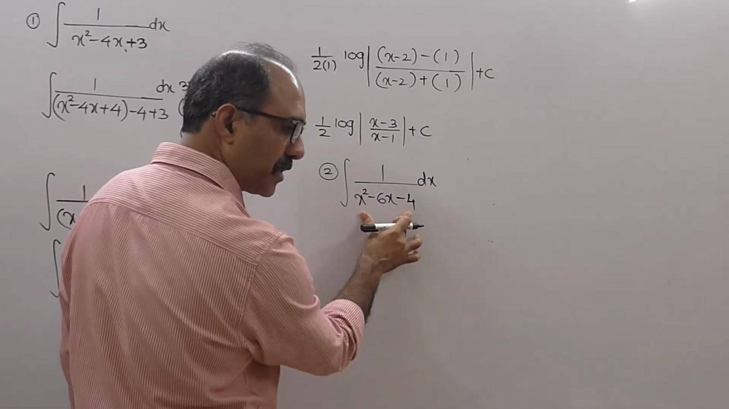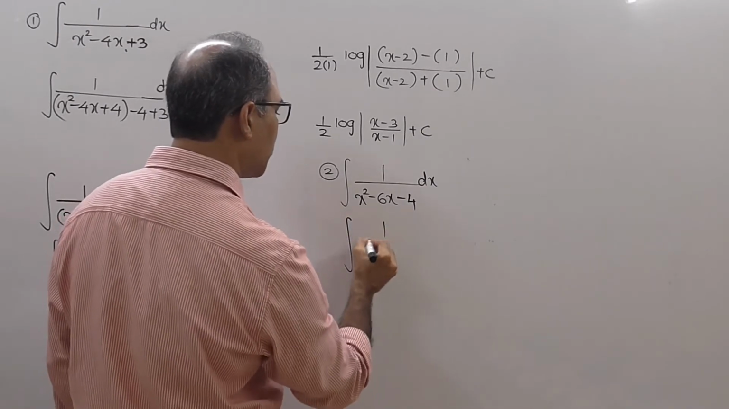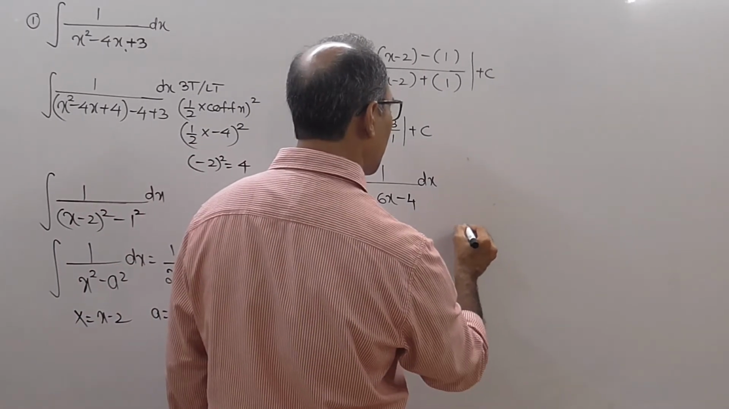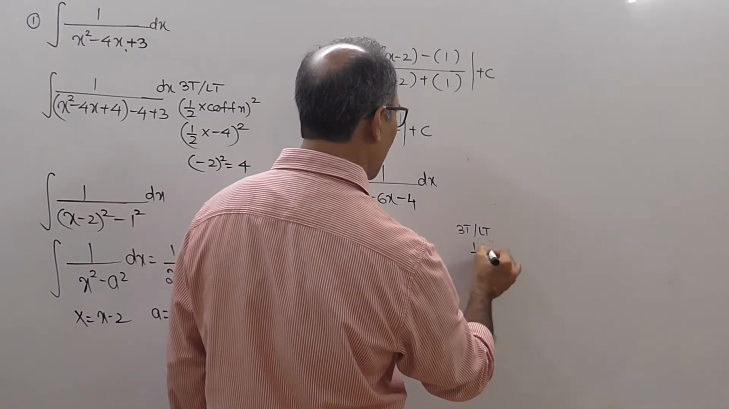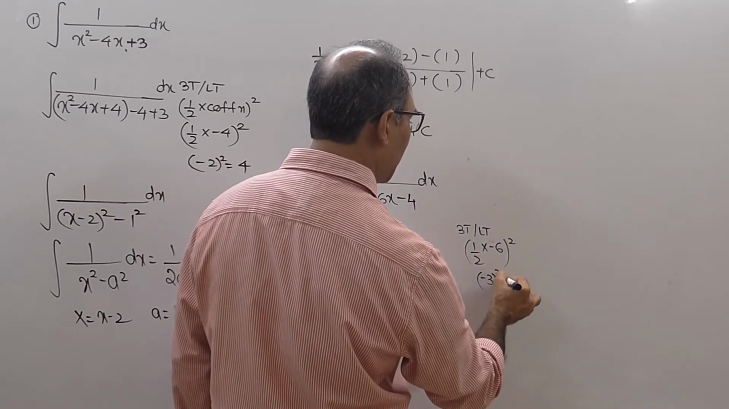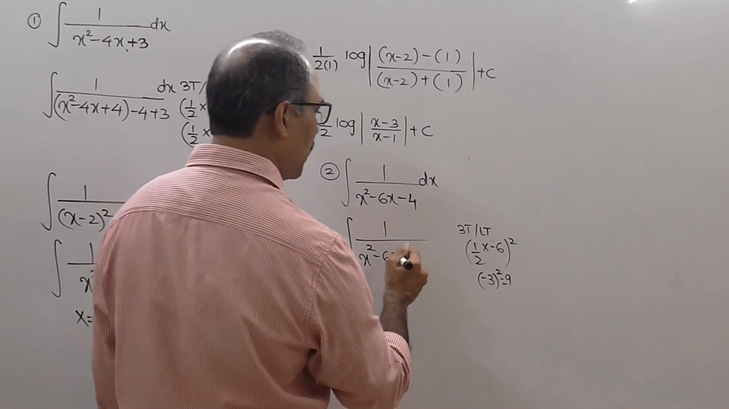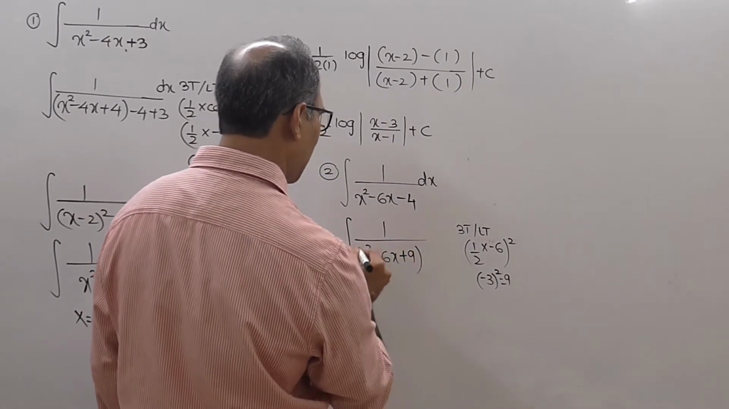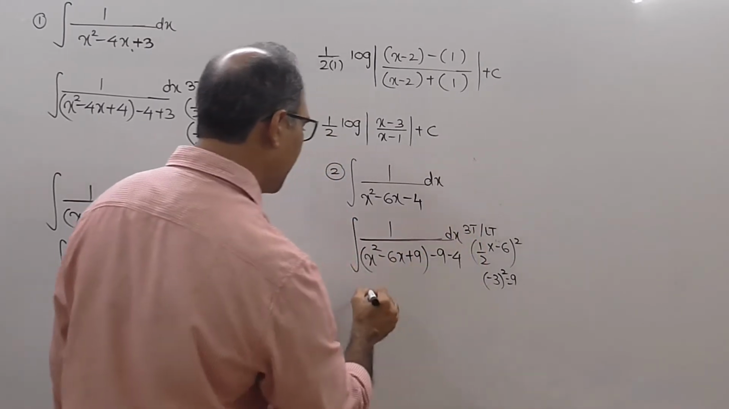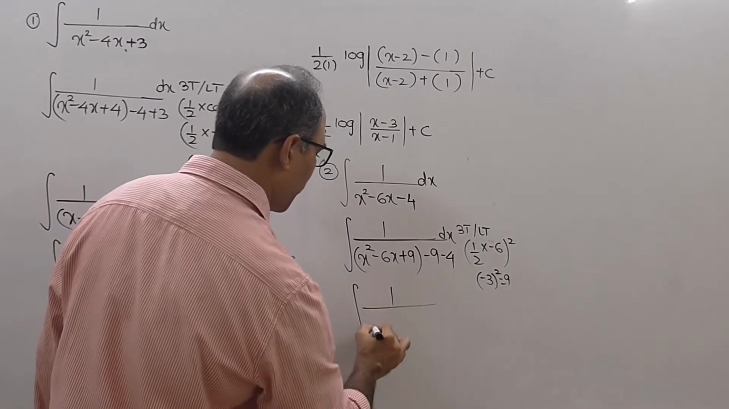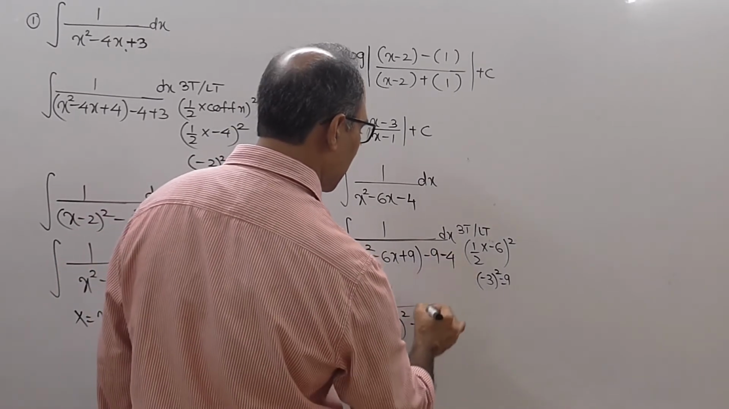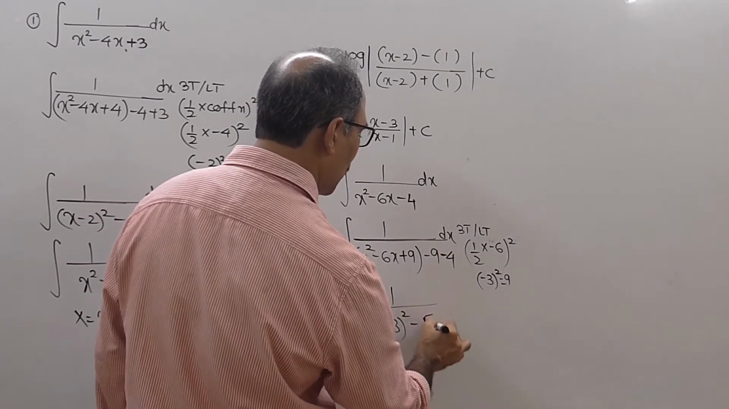So this is a quadratic equation. What you do is try to find the third term. The third term, or last term, is half into coefficient of x the whole square, that is half into minus 6 the whole square, minus 3 the whole square. The answer is 9. You will have x square minus 6x plus 9. Along with plus 9, write minus 9 and minus 4. With that you can write dx. So you will have 1 upon x minus 3 the whole square minus 13, and 13 we can write as root 13 the whole square.